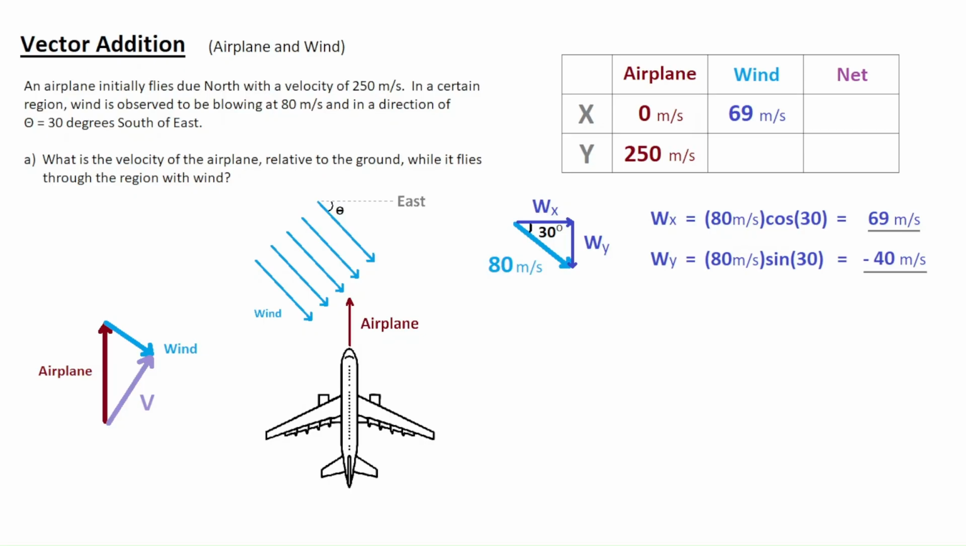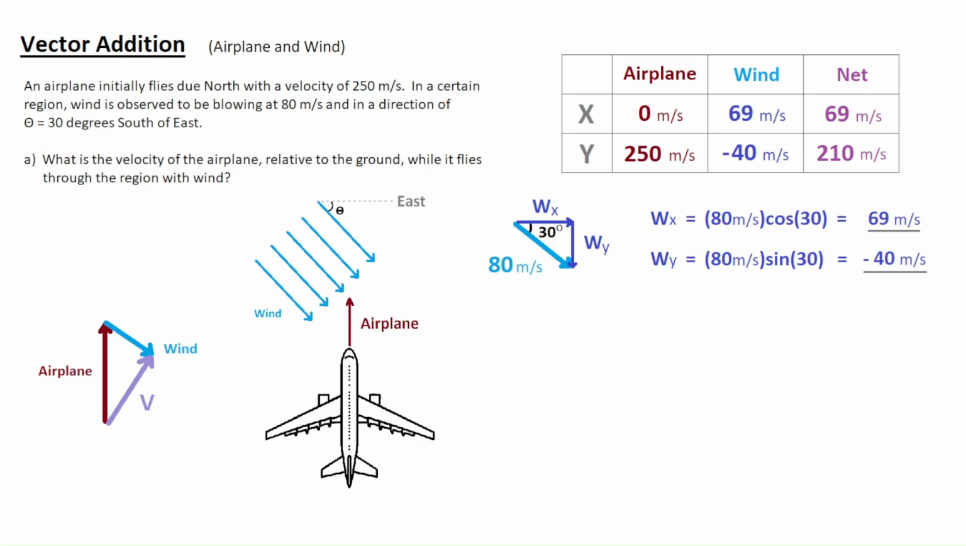Wy, I can find that with 80 sine of 30. The math will give me an answer of positive 40 meters per second, but I observe that this vector points south. That's in the negative y direction, so I will make that negative 40, and that's what I'm putting in the table. For the net vectors, we just read left to right. X-axis, I have positive 69 meters per second. Y-axis, 250 minus 40, I get positive 210 meters per second.